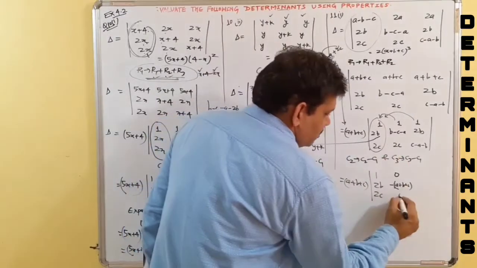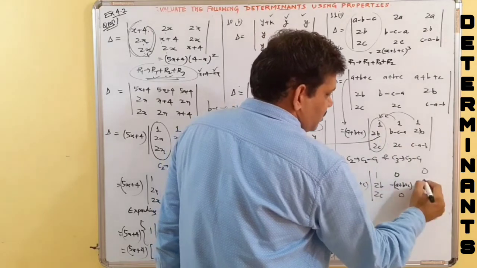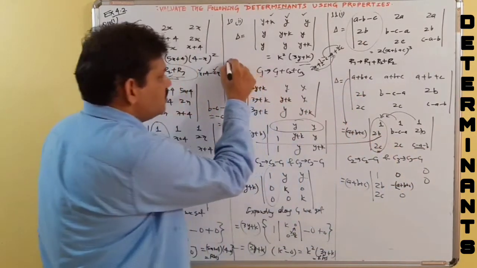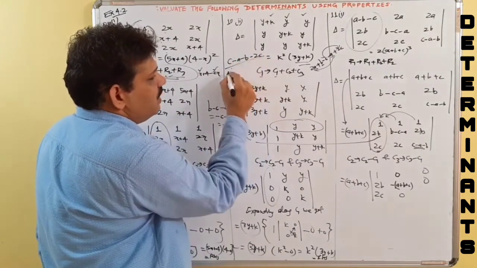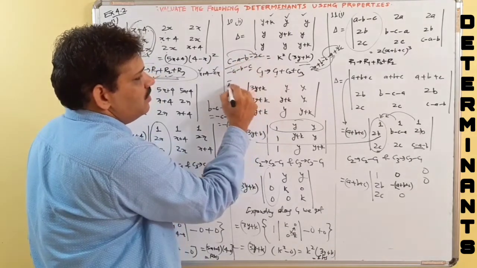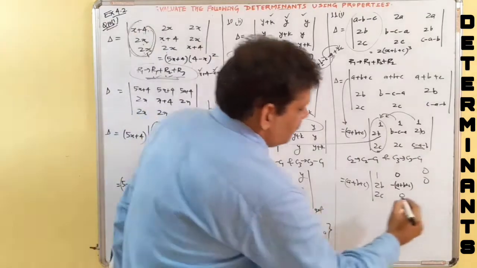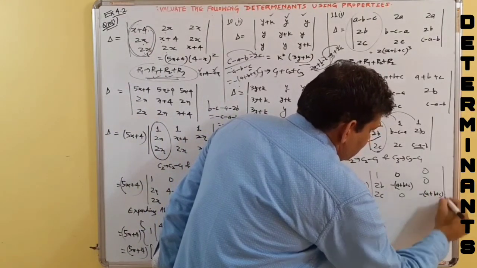2c minus 2c is 0. Here 1 minus 1 is 0. 2b minus 2b is 0. Here c minus a minus b minus 2c, so what you get is minus a minus b minus c. c minus 2c is minus c. If you take the negative sign common, this gives you minus times (a + b + c).